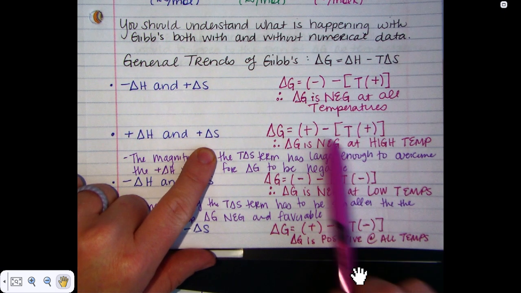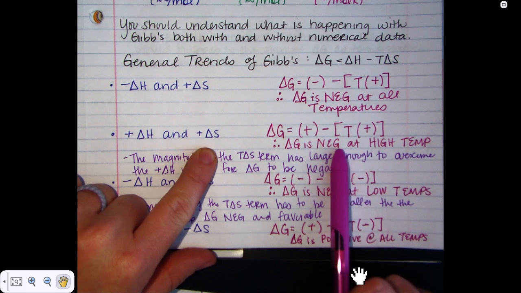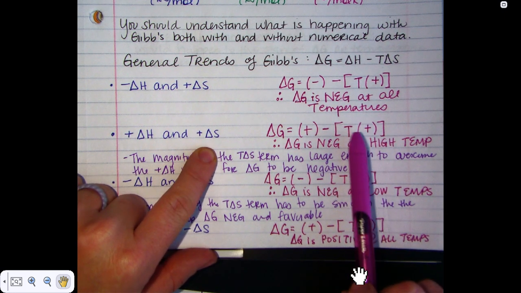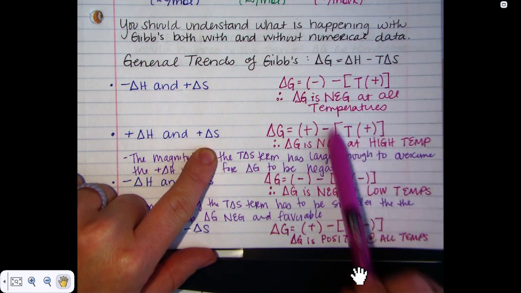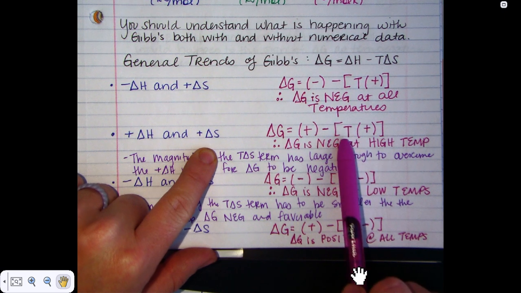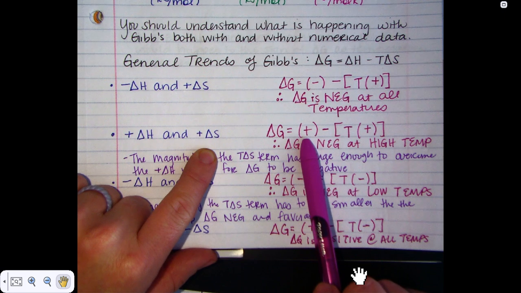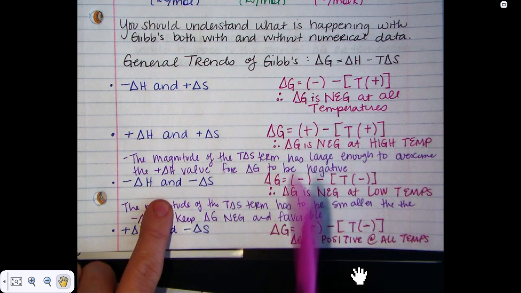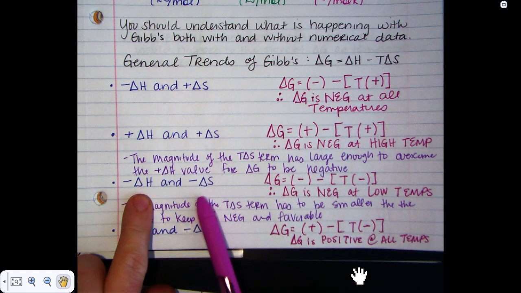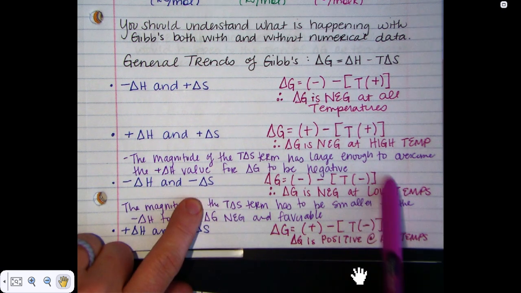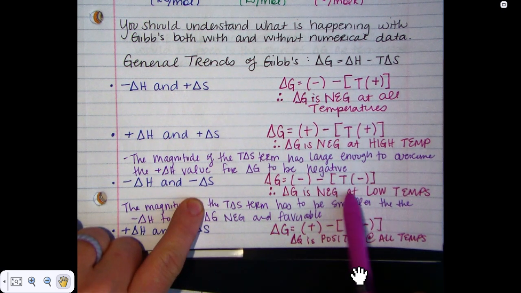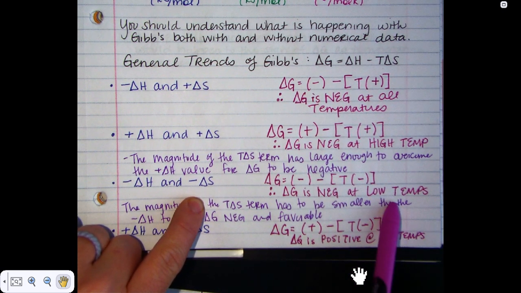I need to enhance its position in the equation by having a higher temperature to make the power here of the favorable S greater than the unfavorable H. And then if I have the favorable H but the unfavorable S, I need to reduce the power of that unfavorable S by having a low temperature.